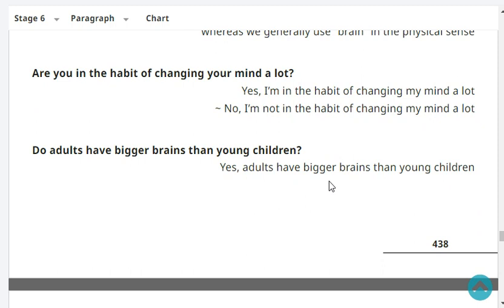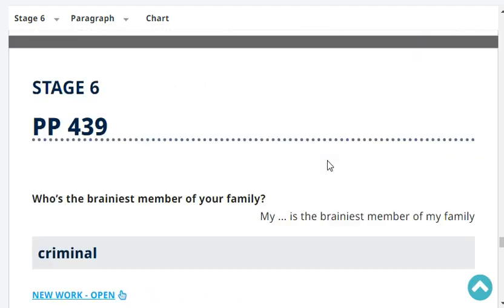Yes, adults have. Sorry, I didn't catch that. Yes, adults, yeah, no? Oh, sorry, once more, please. Do adults have bigger brains than young children? Yes, adults have bigger brains than young children. Very good. Okay, who's the brainiest member of your family?